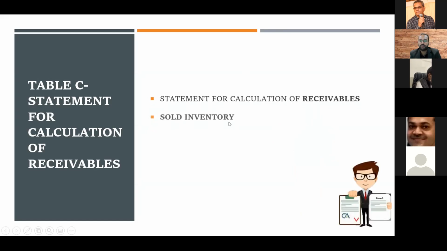So what are the changes? Statement for calculation of receivables. Here you have mentioned sold inventory and unsold inventory. There is no change in this. It is exactly the same as it was previously. We have to mention it, but now this has been properly mentioned in Table C, and the word "ongoing" has been deleted.